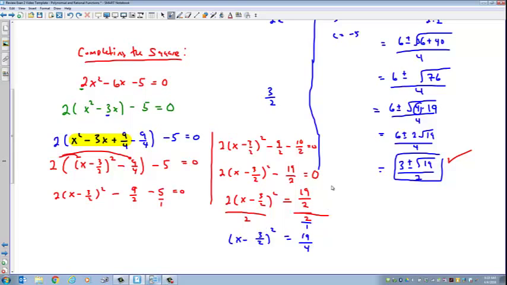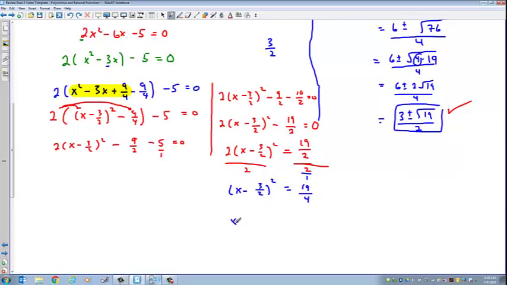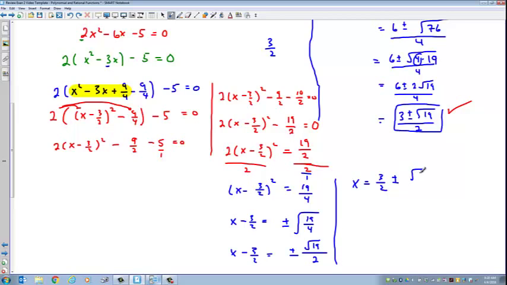And then to undo the square, we're going to take the square root of both sides, so you get x minus 3/2 equal to plus or minus the square root of 19 over 4. The square root goes through division, so this is x minus 3/2 is equal to plus or minus the square root of 19 divided by the square root of 4, which is 2. And then we're going to add 3/2 to both sides, so you get x equal to 3/2 plus or minus the square root of 19, all divided by 2, which is exactly the same answer. Right. So that's completing the square.